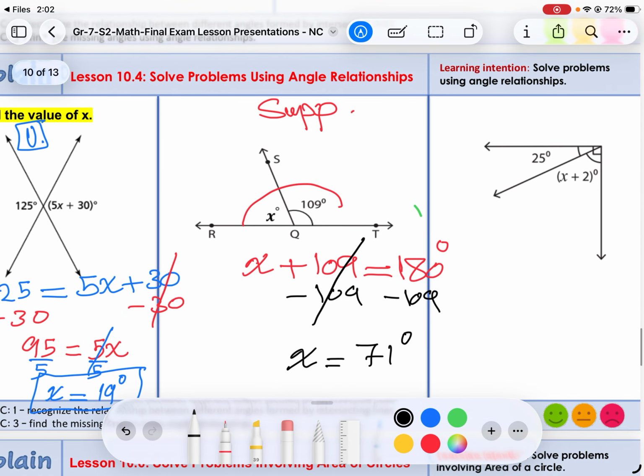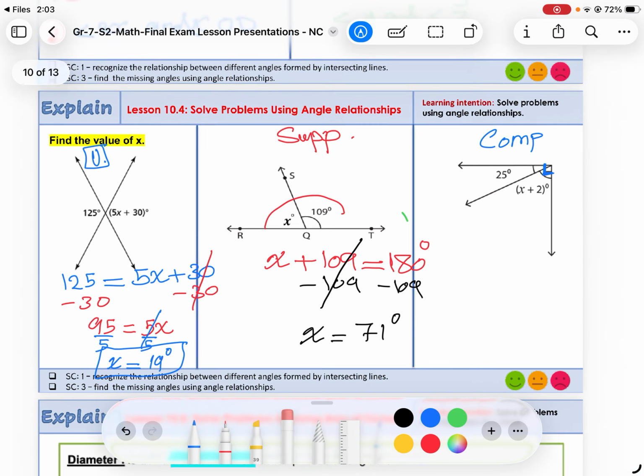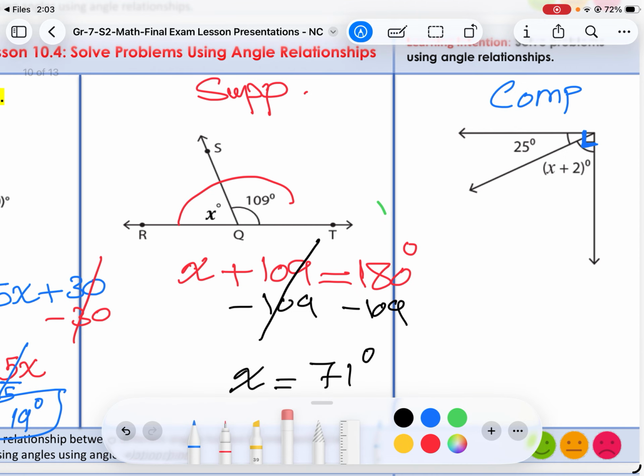Okay. And finally, the third type, it's called complementary. How did I know? Basically, you know from this little square here, because it tells you it's a right angle. So complementary angles, what does that mean? It means that if you add x plus 2 plus 25, it's gonna be equal to, let's just get more space here. So x plus 2 plus 25 equals 90 degrees.